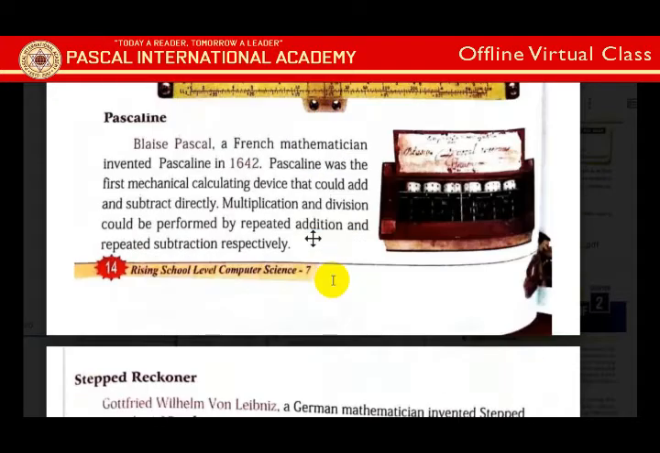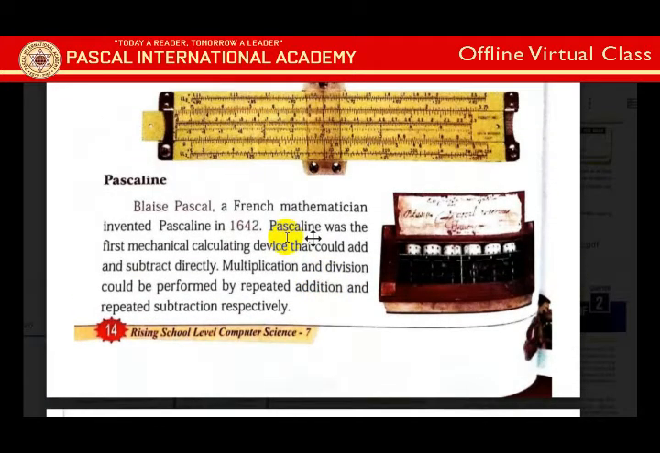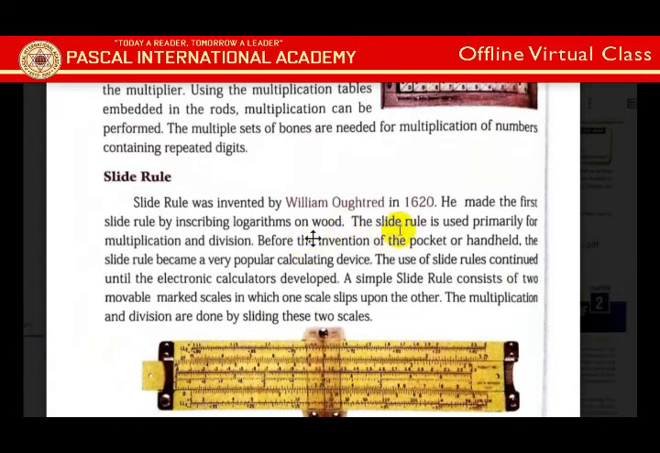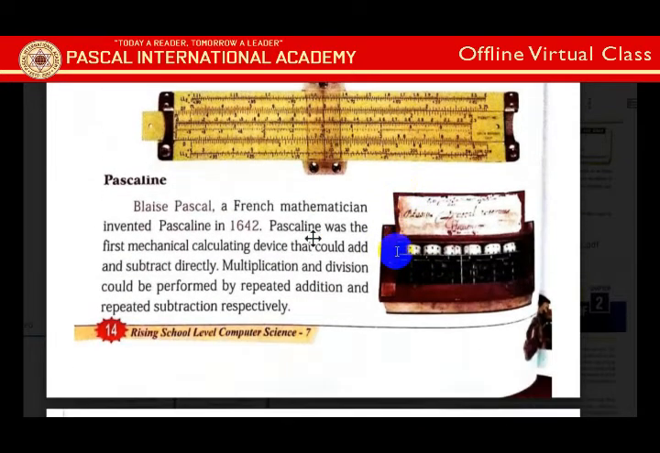Clear? Next one is Pascaline. Pascaline is in the name of our school also. Blaise Pascal, a French mathematician, invented the Pascaline in 1642. After how many years? The slide rule was in 1620, and after 22 years it was developed by Blaise Pascal, who was a French mathematician. The Pascaline was the first mechanical calculating device that could add and subtract directly.